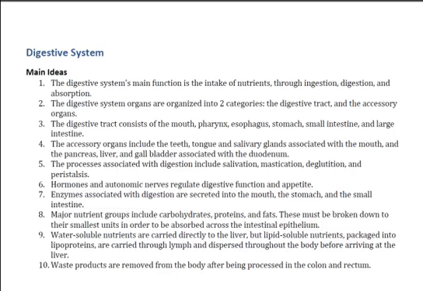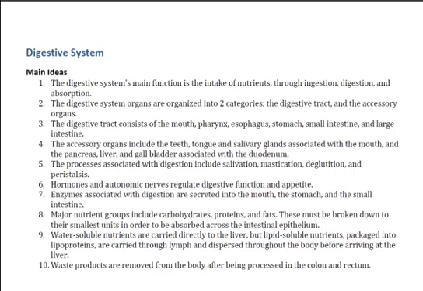Remembering that the major function is intake of nutrients, it's important to know what the major nutrient groups are, and that is carbohydrates, proteins, and fats. These must be broken down to their smallest units. That would be monosaccharides for the carbohydrates, amino acids for the proteins, and fatty acids for the fats. Breaking them down to their smallest units allows them to be absorbed across the intestinal epithelium.